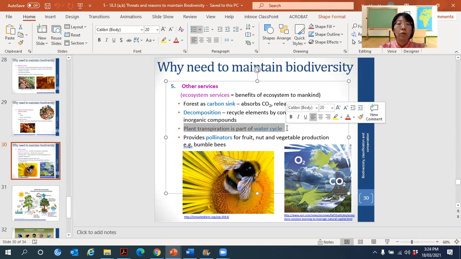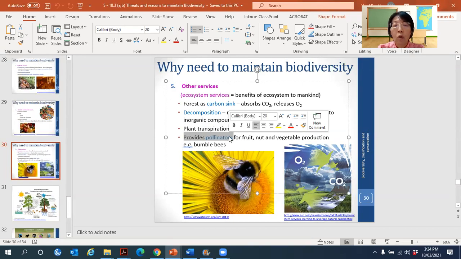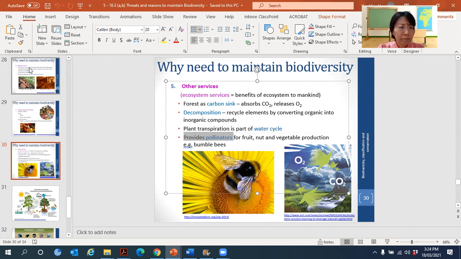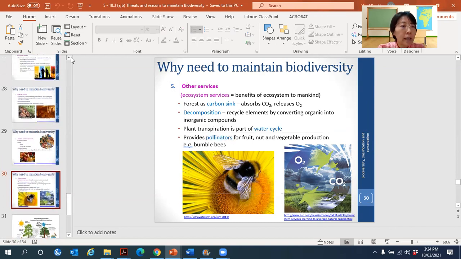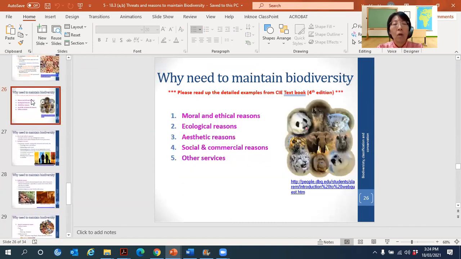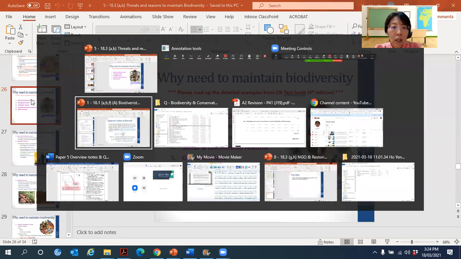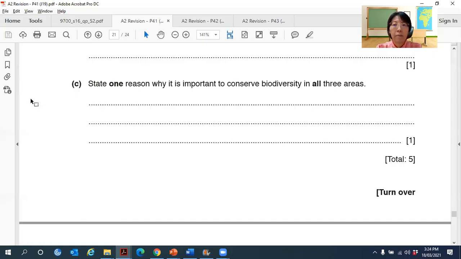Right? So this is very important. So maintain a balanced water cycle. And then we've got all the insects that can survive to help pollinate, and therefore the plants will continue to grow. So, balanced cycle. So these are the 5 points that you want to talk about when they ask you why we need to maintain biodiversity. That's the question they ask you, and this is the answer you can write.